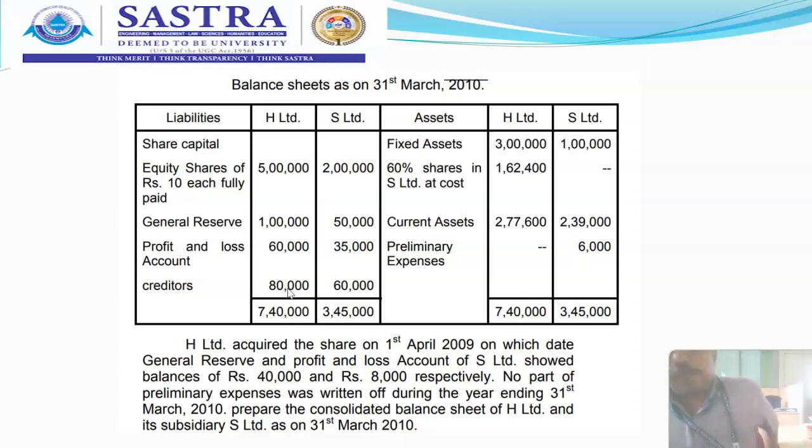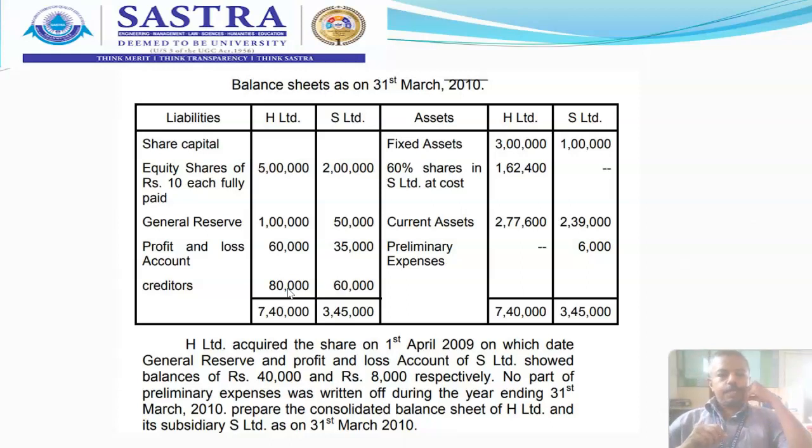So now, what is the next step? We have calculated the capital profit and the revenue profit. Capital profit comes to rupees 42,000 and revenue profit comes to rupees 37,000. Now what is the next step? We only have two steps. One is the calculation of goodwill or capital reserve, and the other is the calculation of minority interest. For these two, we need capital profit and revenue profit. So we have done these workings.